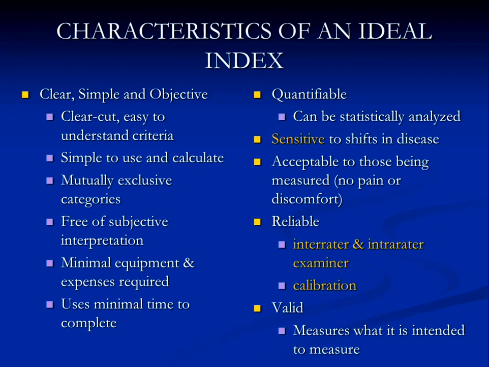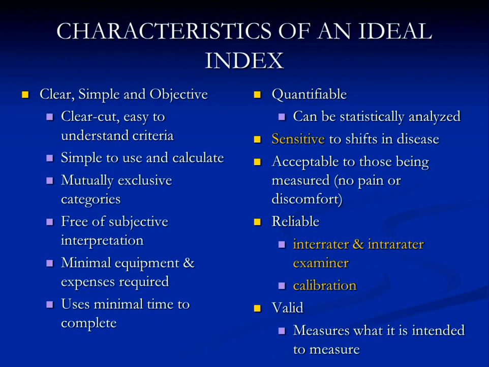And the ideal index would mean that you would have minimal equipment and supplies that are necessary, and you could utilize it pretty quickly and screen a whole bunch of people and collect a whole lot of data. Another characteristic of an ideal index is that it's quantifiable. So we put numbers to the severity of a disease so that we can statistically analyze it later on.